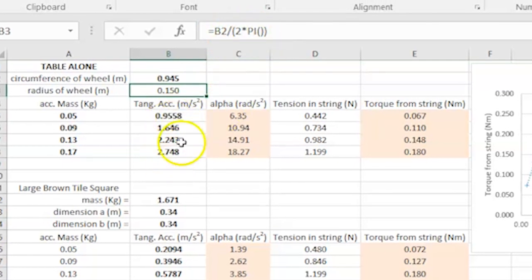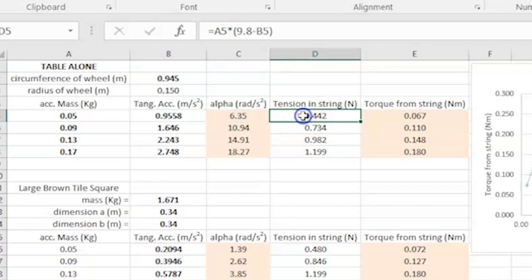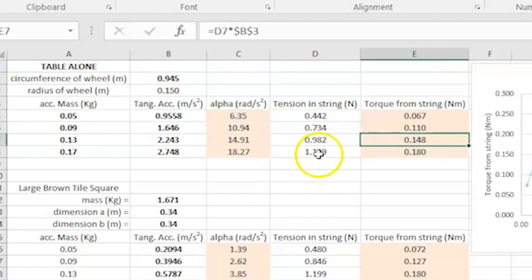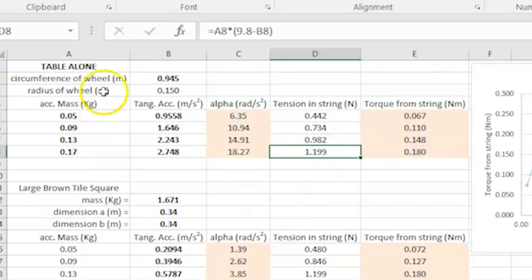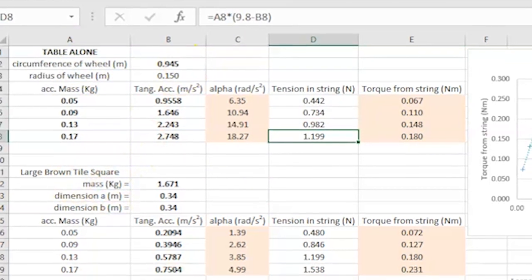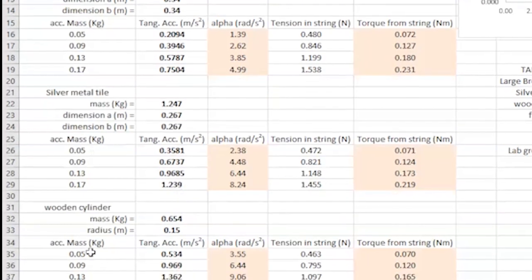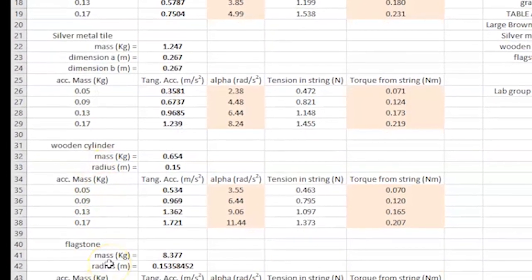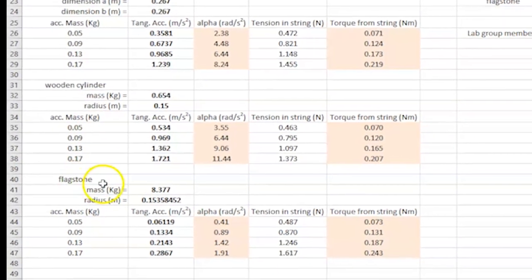All the bold fields are fields that I enter from the data into the data table that I took in the lab. And I entered my tangential accelerations, which of course came from the slopes of the LoggerPro graphs. And then all the rest of the table, I use Excel formulas to calculate all these values. So you can see I've done it here for the table by itself, the large brown tile square, the silver metal tile, the wooden cylinder, and the round cinder block, which I call the flagstone.